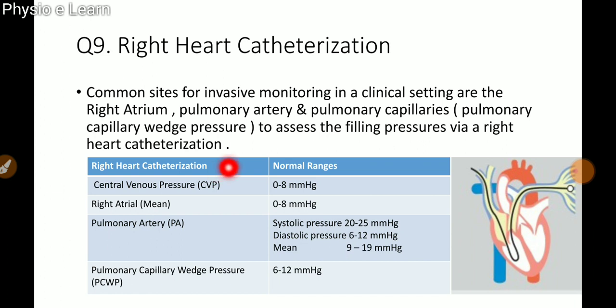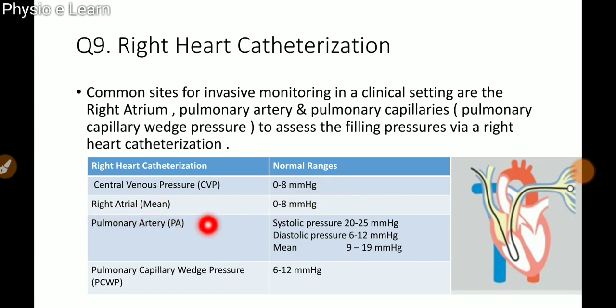As you can see, the CVP, the central venous pressure, has a normal range of 0 to 8 mm of Hg. Central venous pressure is measured as soon as you enter the catheter from the subclavian vein or internal jugular vein, through the superior vena cava, inside the right atrium. Once you are in the jugular vein or the superior vena cava, you measure the CVP, and the normal range is 0 to 8 mm of Hg.